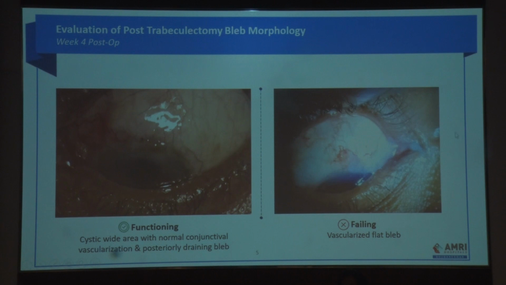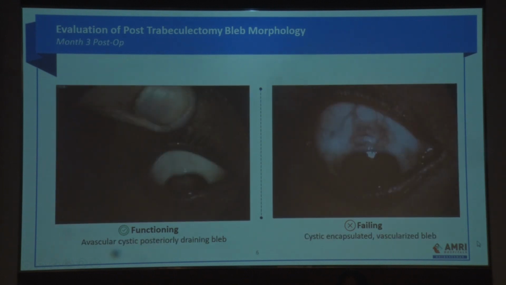This was on the right side. This Bleb was a flat and vascularized Bleb. This is a failing Bleb even after intervention. And on the left side, after 3 months post-op, this is a nicely formed avascular cystic posteriorly draining Bleb.